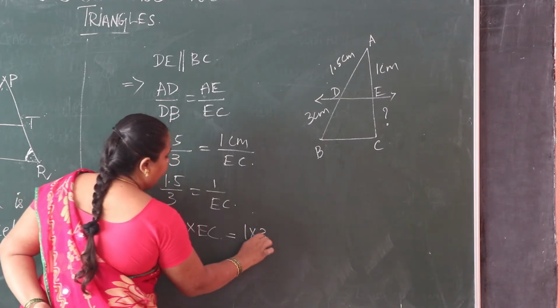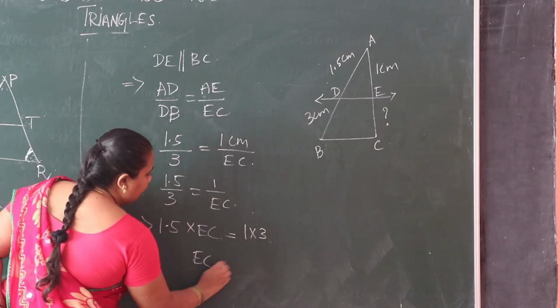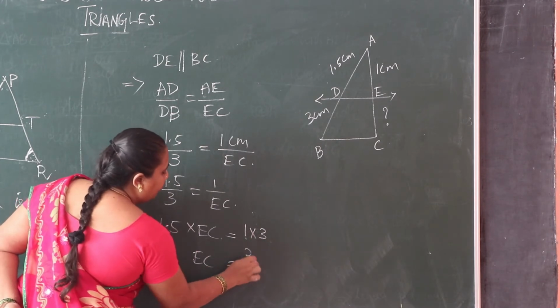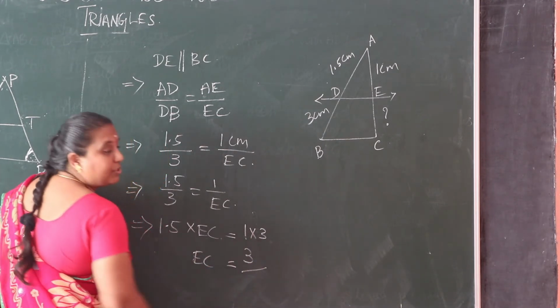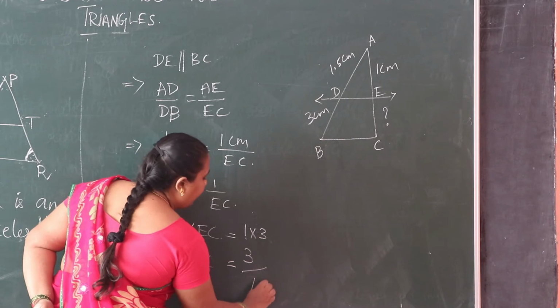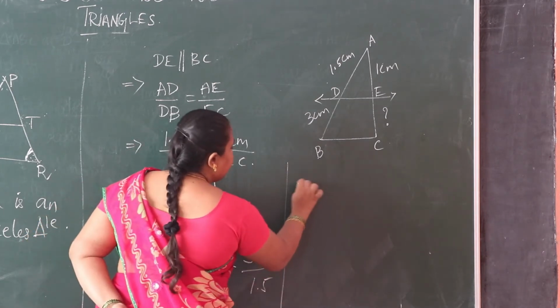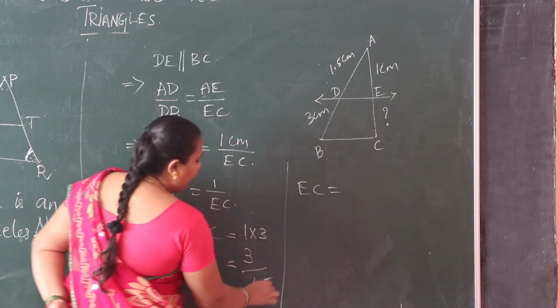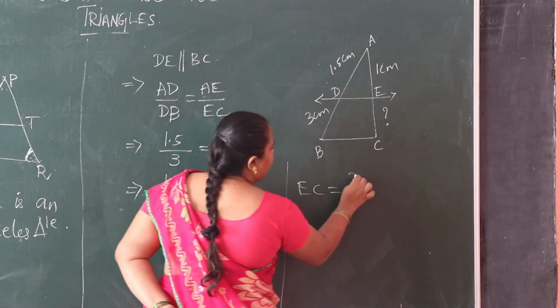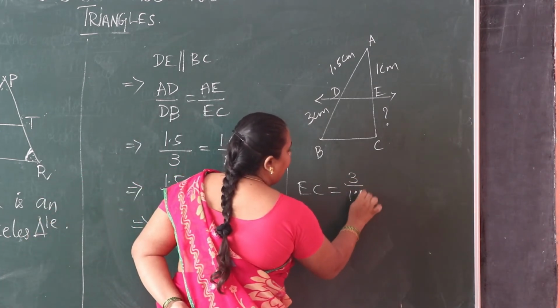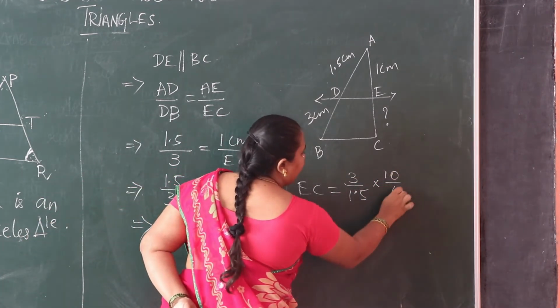1 into 3. So now EC equals 1 into 3 divided by 1.5, which comes to the RHS. So EC equals 1.5. Okay, we want to multiply this by 10: 1.5 into 10 by 10.